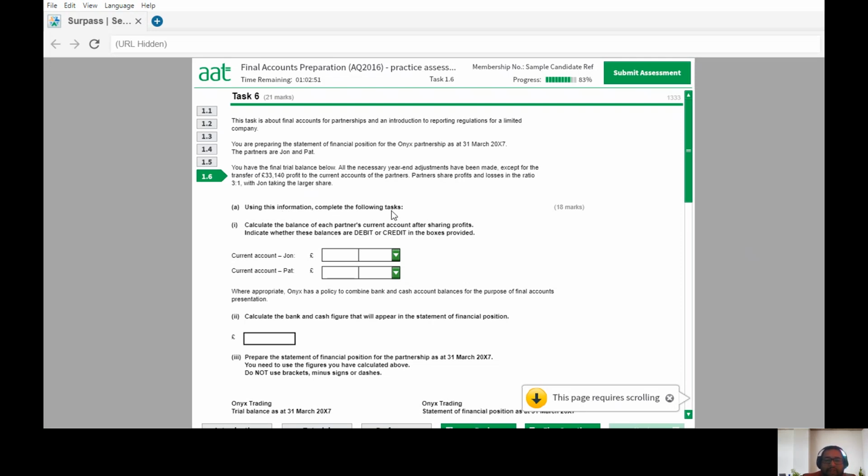Using this information, complete the following task. Calculate the balances of each partner's current account after sharing profits. Indicate whether these balances are debit or credit. Okay, so let's have a quick look at that now. If you notice that now, the share of profit is 33,140.